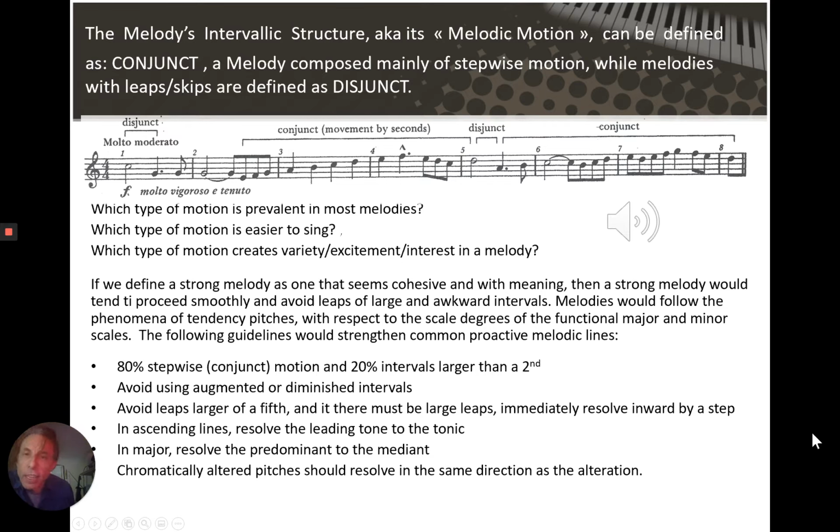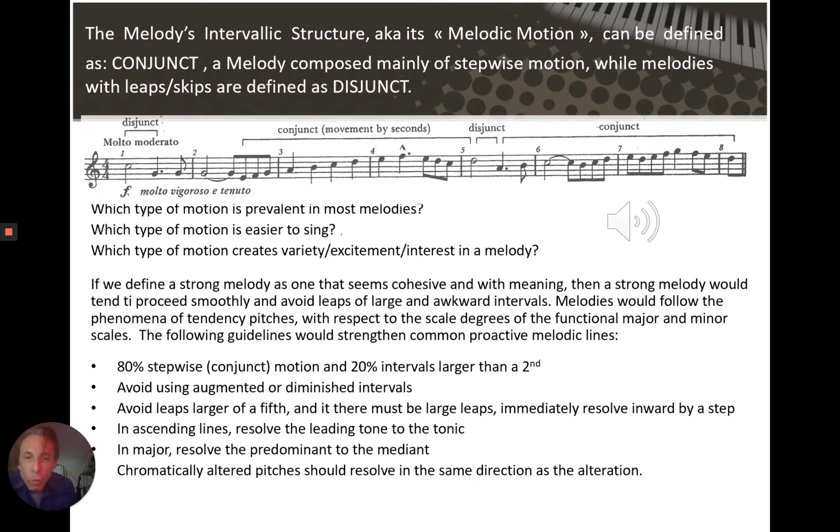The second idea is the intervallic structure. Perhaps this could be referred to as the melodic motion. But here we're talking about how the composer uses intervals within the melody to create unity, variety, and maybe build towards a climax. Conjunct, the stepwise motion, and that's all seconds. And then disjunct is anything greater than a second. So either you were skipping spaces of the scale, or just going right through the scale part.